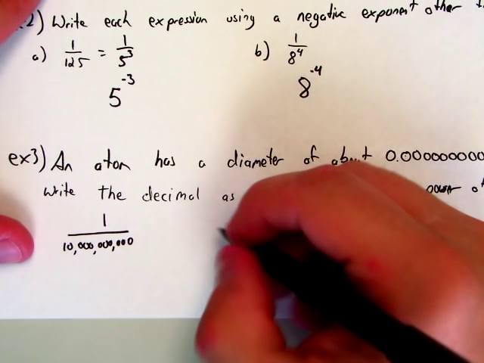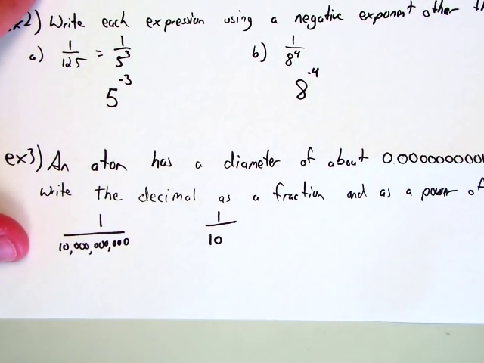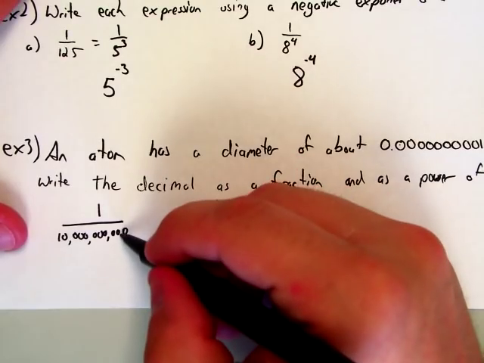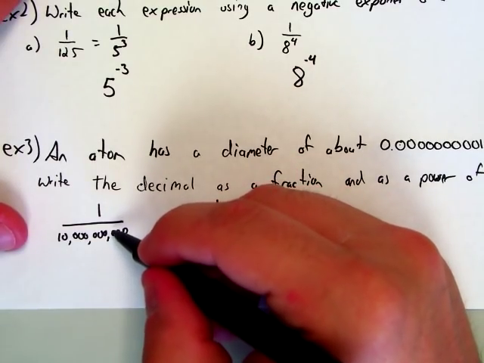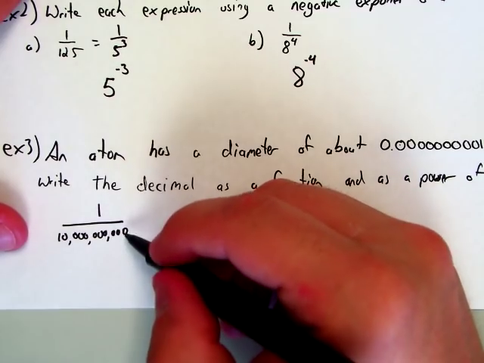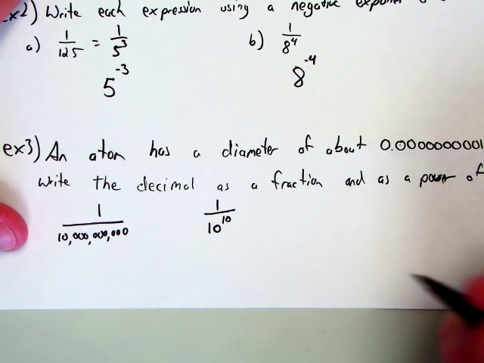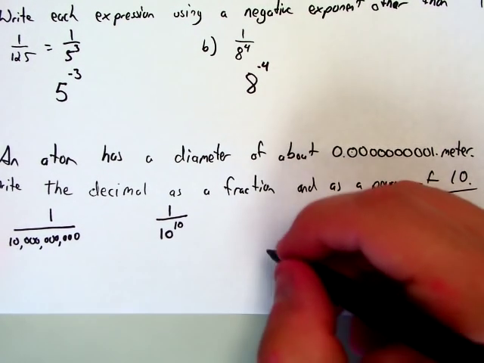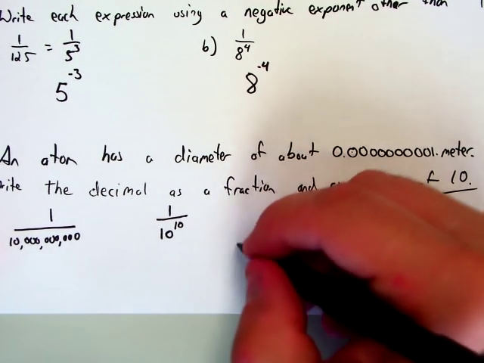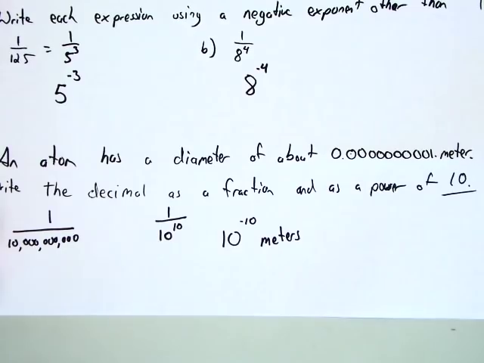It says to now do it as a power of 10. So I'm going to have 1 over 10 raised to some power. I know that 10 times 10 is 100, times 10 is 1,000, times another 10 is 10,000, and another 10, and another 10, and so on and so forth. So I will have 1, 2, 3, 4, 5, 6, 7, 8, 9, 10 tens. And to rewrite this as a regular power of 10, I would have 10 to the negative 10th meters. And that's a really small number.